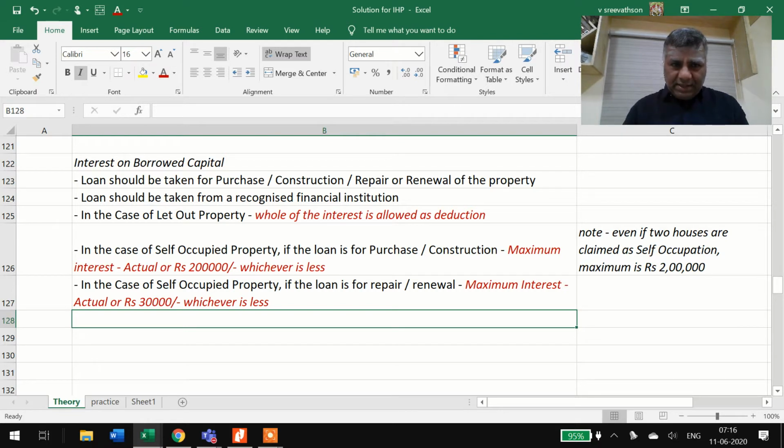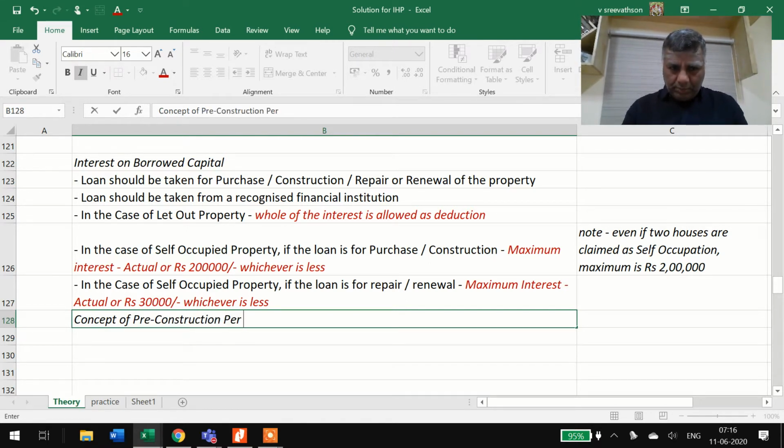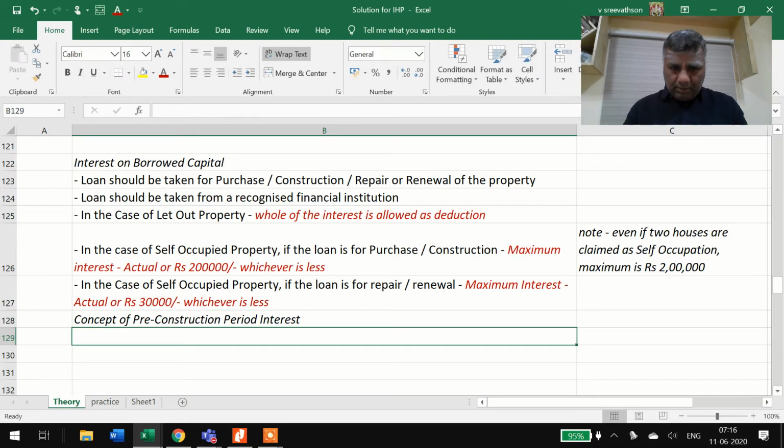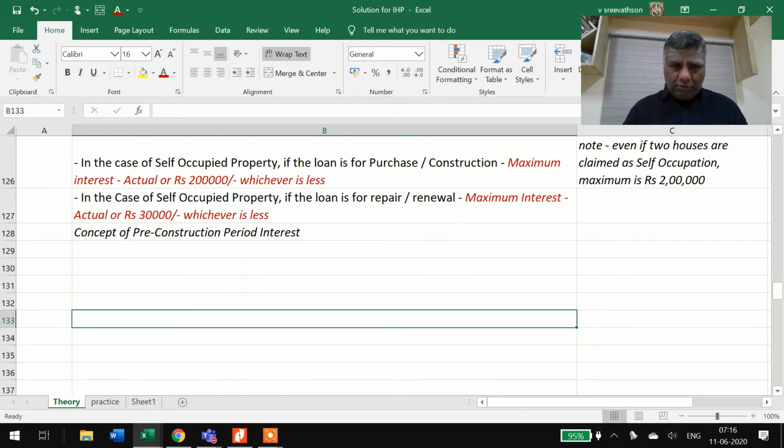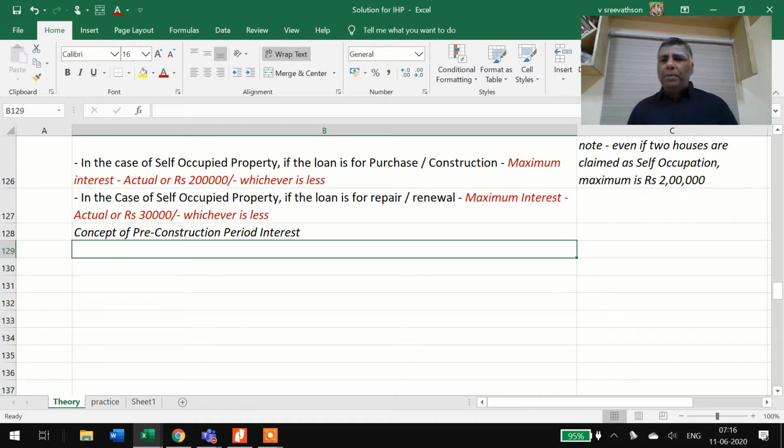Heading, friends: concept of pre-construction period interest. PCP interest.